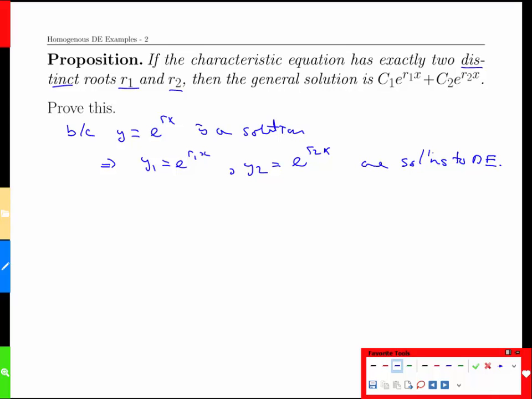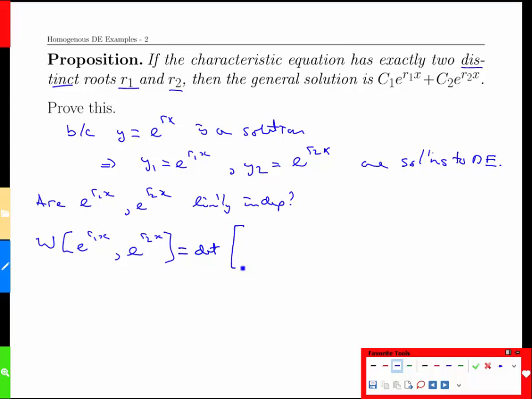And if that's the case, the only other thing we need is that they be linearly independent. So are e to the r1x and e to the r2x linearly independent? Well, again, we just check our Wronskian. So Wronskian of e to the r1x, that's a lot of subscripts, so try to write these out carefully. That's the determinant of some matrix. The matrix is built up out of the original functions and their derivatives.